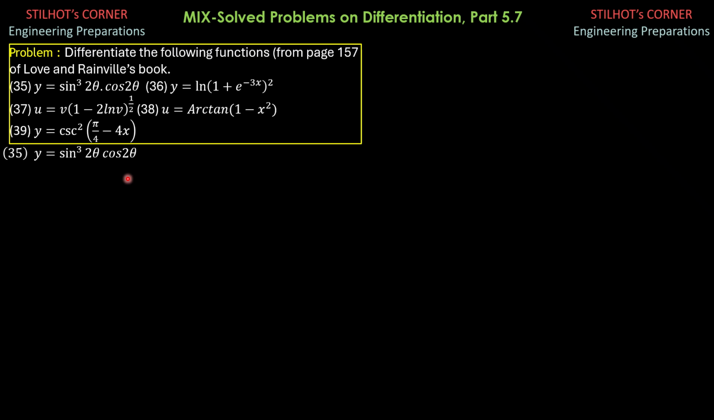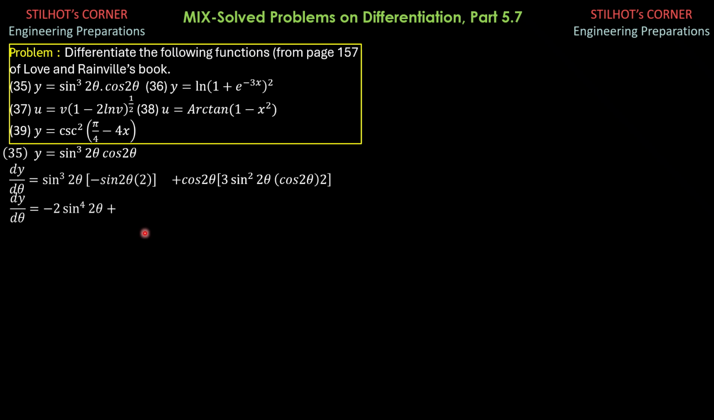So for problem 1, y is sine cube of 2 theta, then times cosine of 2 theta. So this is derivative of product. So dy d theta is first sine cube 2 theta, derivative of cosine is negative sine 2 theta times derivative of 2 theta, 2. Then plus cosine 2 theta times 3 sine square of 2 theta times cosine 2 theta times 2. So simplifying, this is negative 2 sine to the fourth of 2 theta plus 6 sine square of 2 theta cosine square of 2 theta.